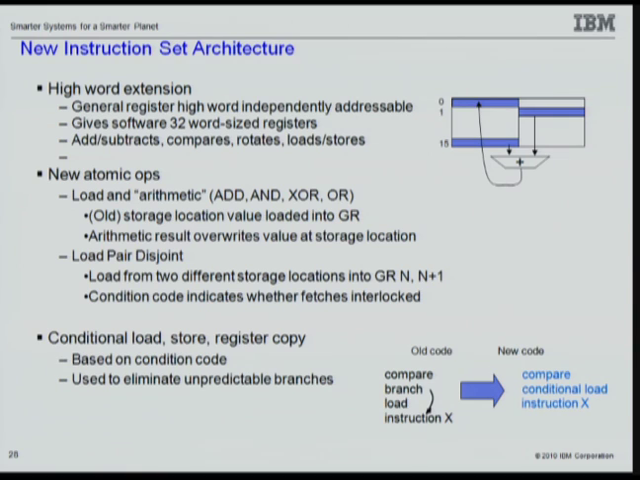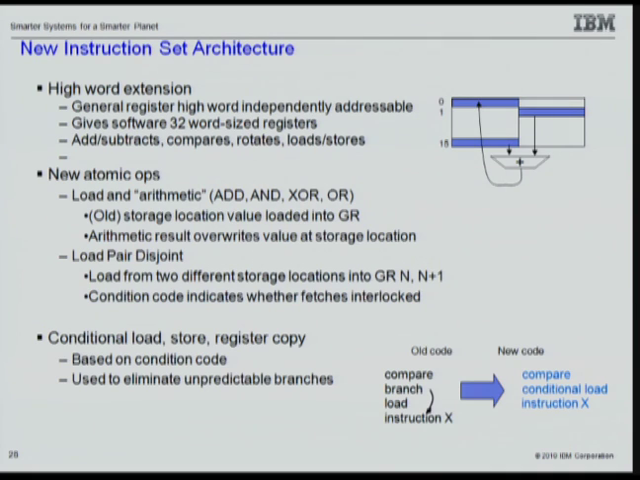And we've implemented a lot of arithmetic operations that can add the high word of one register to the low word of another register, for example, and write the result back to the high word. Also, for Java applications, we've implemented some new atomic ops, load and AND, load and OR, and so on. We've implemented a load paired disjoint, which is very useful, where software can load two different pieces of data from two different storage locations into two different GRs, and the condition code will indicate to software whether those fetches were interlocked.